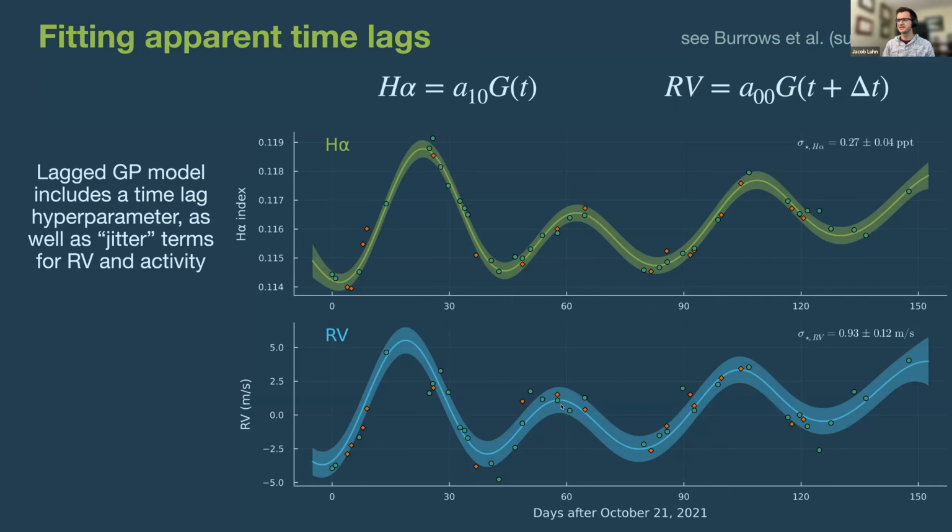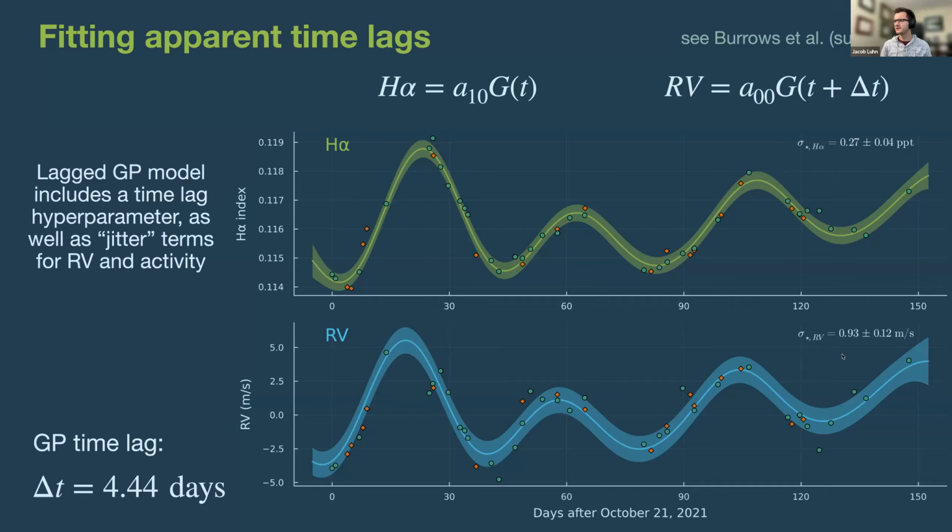Again, you can really see this time lag here. It's very evident, especially looking somewhere around the 60-day mark, where you can see the RVs peak just before and the H alpha peaks just after. And so again, the green and the blue fits here are the same underlying GP signal, just multiplied by different exponents or amplitudes, and then the RVs are time shifted. And that shift that we get here is in fact about 4.5 days.